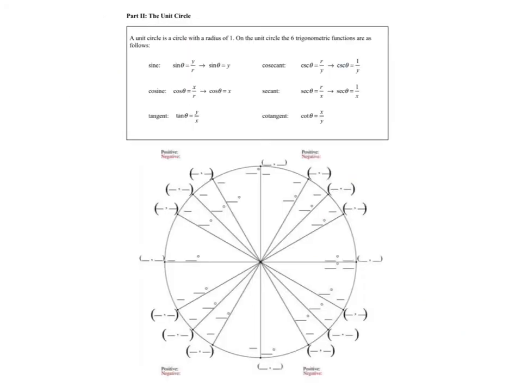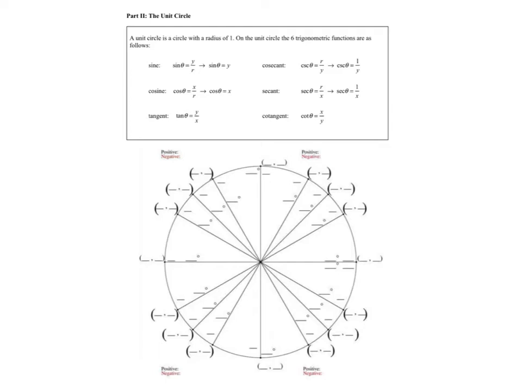Now it's time to get to know the unit circle. The unit circle is a circle in the coordinate plane with a radius of 1. So every radius drawn in that circle is 1 unit long. And so if r becomes 1, our 6 trigonometric functions get a little simpler. Sine is still y over r, but if r is 1, sine of theta becomes just y, just the y coordinate of the point.